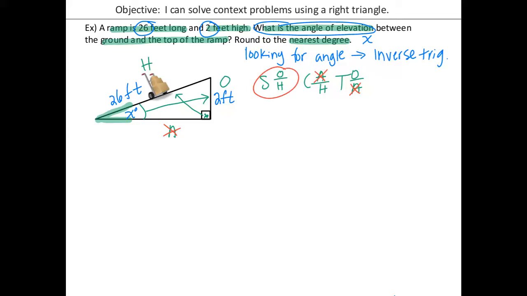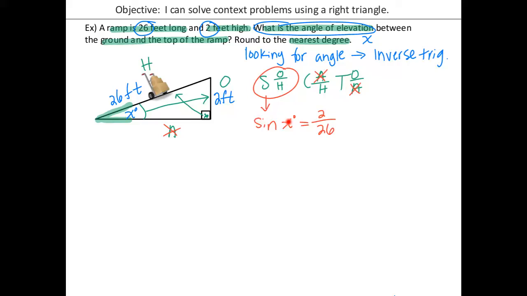Okay, what trig functions do we have? What do you guys think? So, which is sine, right? I do not have an adjacent side, so we're doing sine. So my S stands for sine. We're doing sine of x degrees equals the opposite side, which is 2, over the hypotenuse side, which is 26.